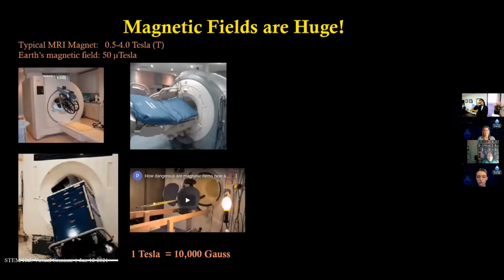And as I said, MRI is very safe. The radio waves are safe to the patient, but one thing to keep in mind is the magnetic fields are huge. As I said, it is more than 10,000 times the Earth's magnetic field. So you shouldn't be carrying any magnetic material into an MRI scanner.